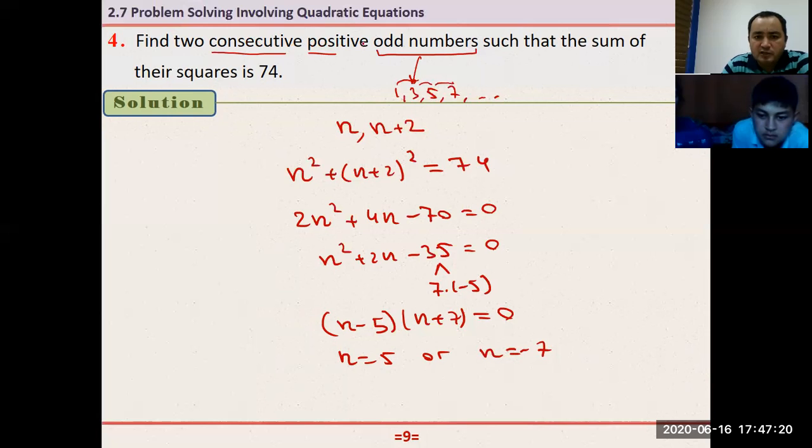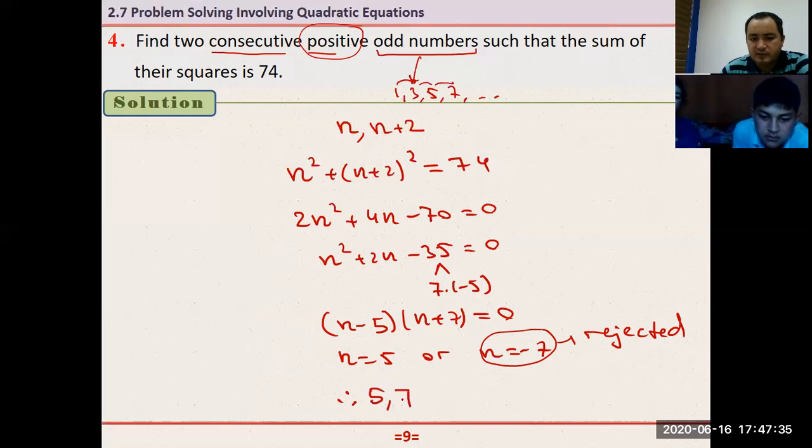It says positive odd numbers, so this answer is rejected. So the answer is, it says two consecutive positive numbers: the first one is 5, the second number is 7, because n and n plus 2. So that is the answer.